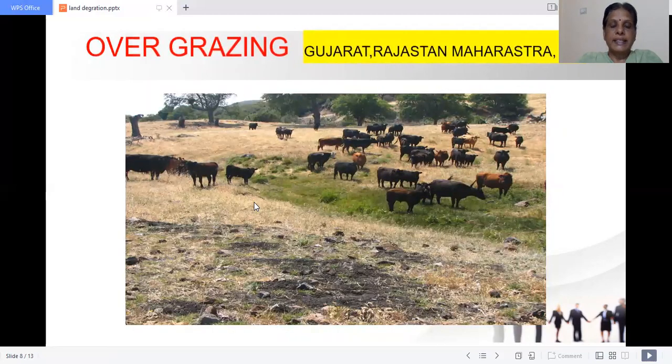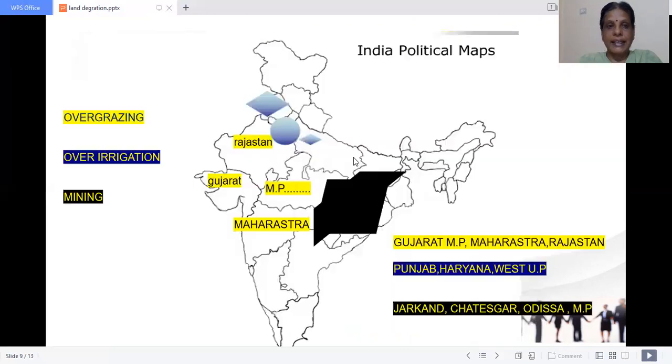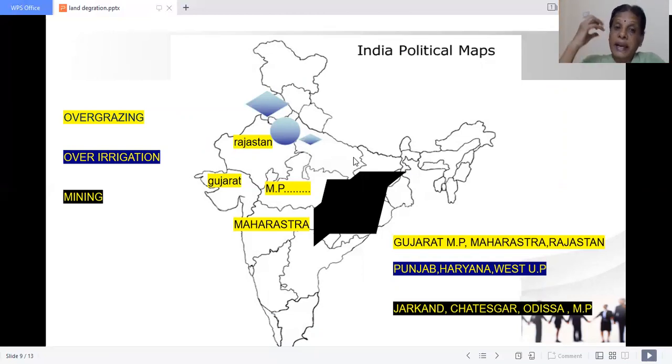And overgrazing in desert areas, Rajasthan, Gujarat, Maharashtra, Madhya Pradesh and all, overgrazing is the reason for land degradation. See, can you understand? If you remember the map, it will be easy for you. You need not learn by heart the states which are reasons for over irrigation, over mining and over grazing.